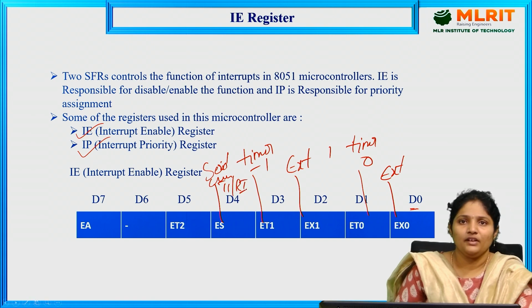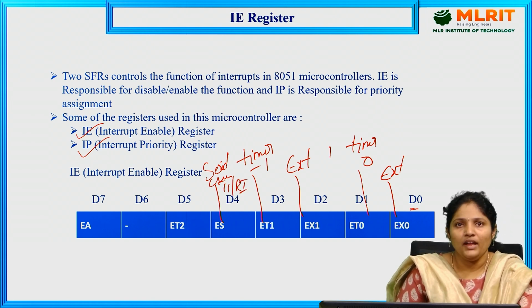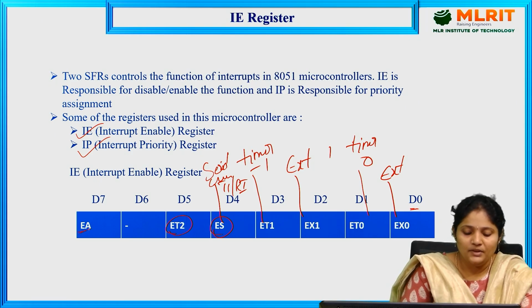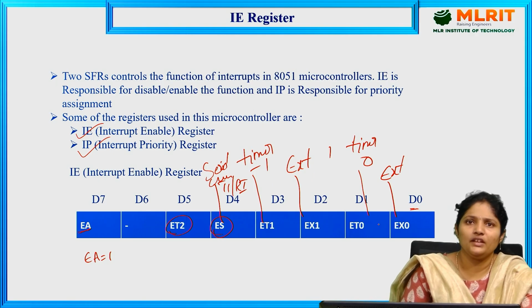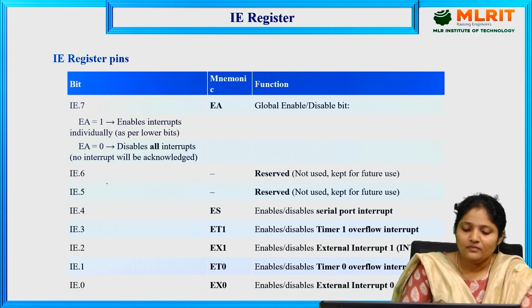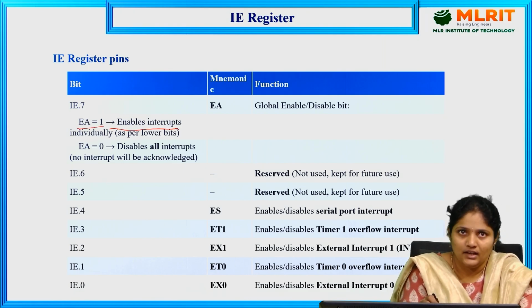RI, right? Yes. So if we want to enable this ES interrupt, first of all you need to set this. This bit is not present in the 8051, it is used in other versions of 8051. So here EA means enable interrupts. If this bit is 1, then only any one of the 5 interrupts can be enabled. If this bit is 0, no interrupt will reach the 8051 microcontroller, right? So if EA is 1, then it enables the interrupts. If it is 0, all the interrupts are disabled.